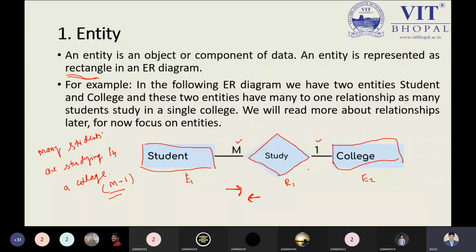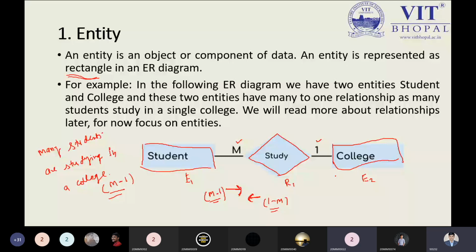So at a time, this would be the one to many. From which direction I am reading my points, it's your choice. But ultimately, we are getting the same sense, so there will be no issue. We can read this statement as: in a college, many students are studying. That direction will be represented from right to left only. So the relationship will be one to many.